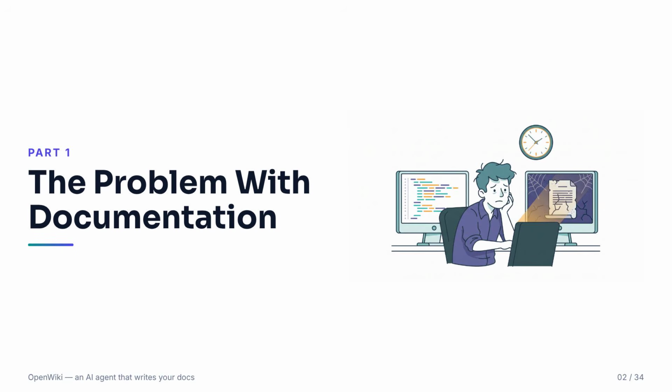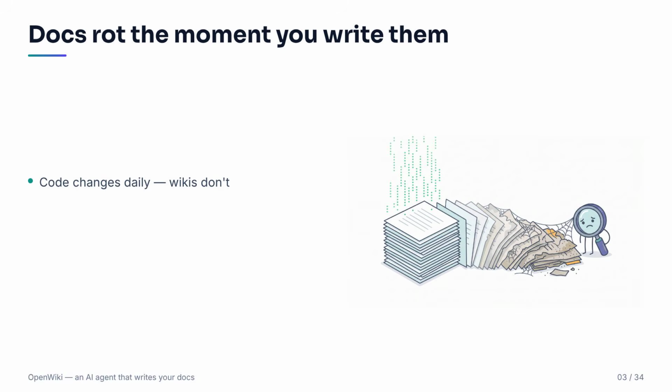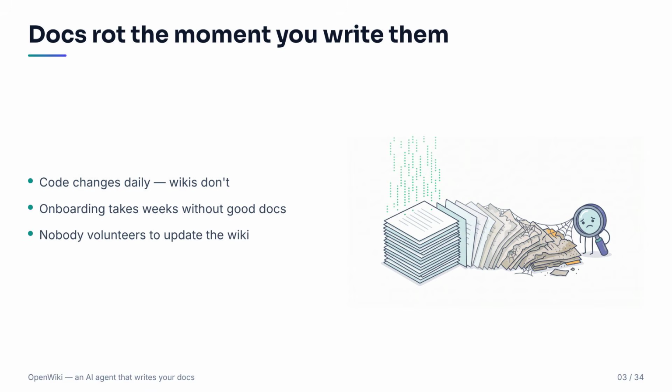First, let's talk about the problem OpenWiki was built to solve. It's one every developer knows painfully well. Documentation rots. Your code changes daily, but wikis don't keep up. New teammates spend weeks onboarding without good docs, because nobody ever volunteers to update the wiki.